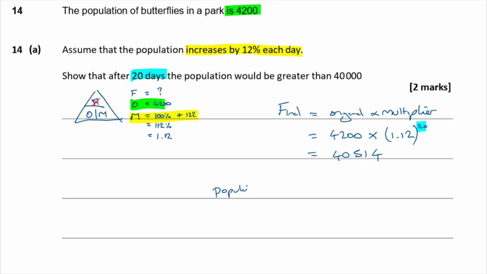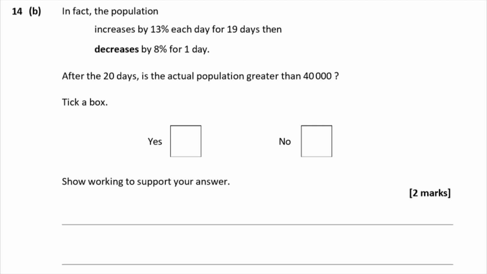Population is 40,514, which is greater than 40,000. Job done. Question 14b. In fact, the population increases by 13% each day for 19 days and then decreases by 8% for 1 day. After the 20 days, is the actual population greater than 40,000? Tick the box, yes or no. Show your working to support your answer.